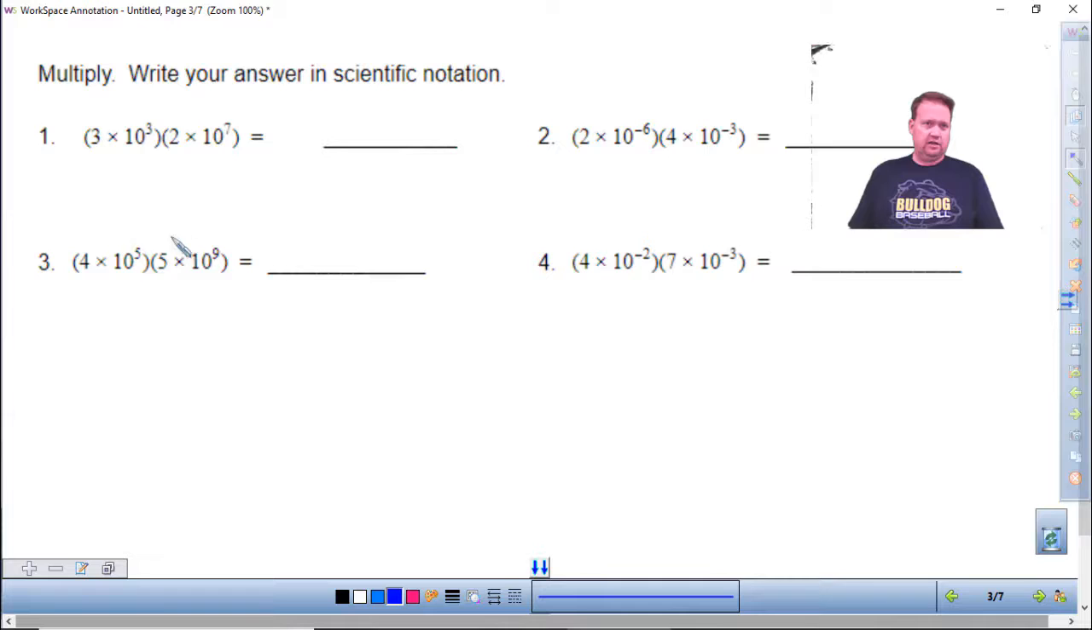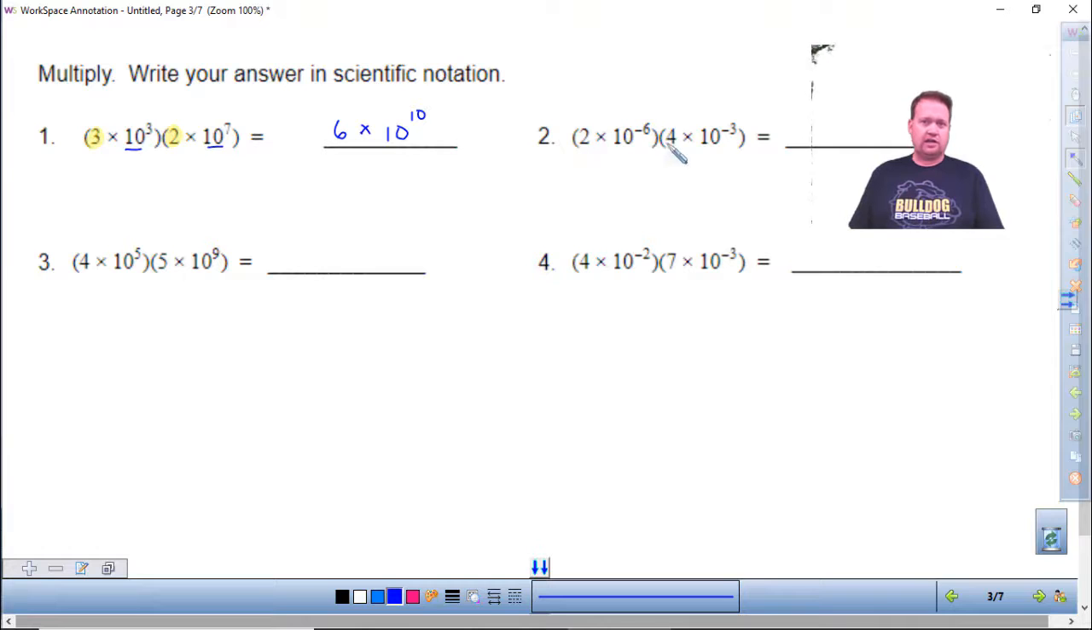Let's go take a look at multiplying. Multiplying is really pretty basic. There's only one little trick. First, we're going to take the numbers that are out front. It is a multiply problem after all, and that says 3 times 2. 3 times 2 is 6. And then notice we have times 10 to the third and times 10 to the 7th. Well, the base is a 10, and we apply our exponent rules, and we're going to add the exponents. So it becomes times 10 to the, and then 3 plus 7 is 10. And this is correct in scientific notation. We don't have to do anything to it.